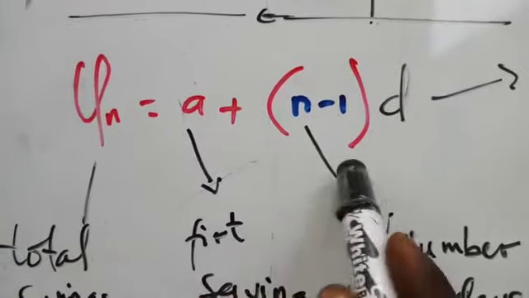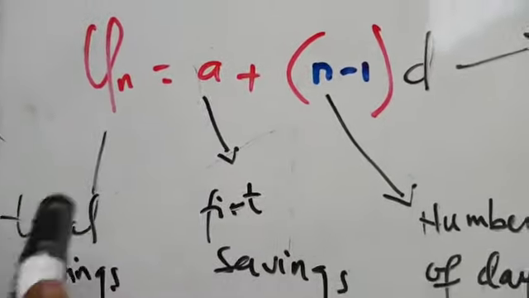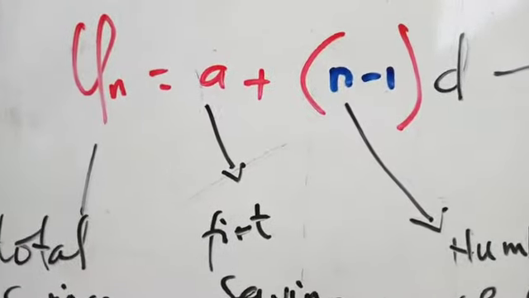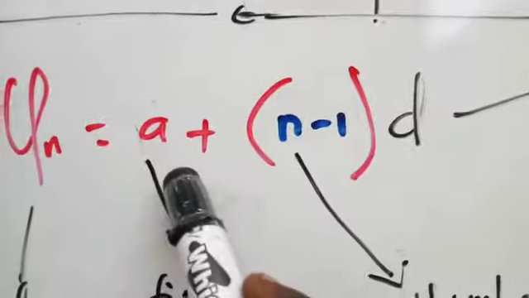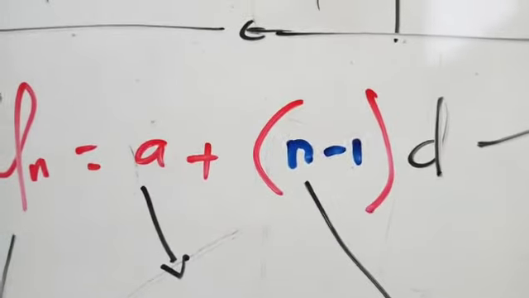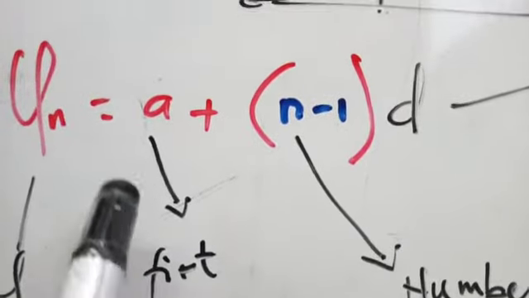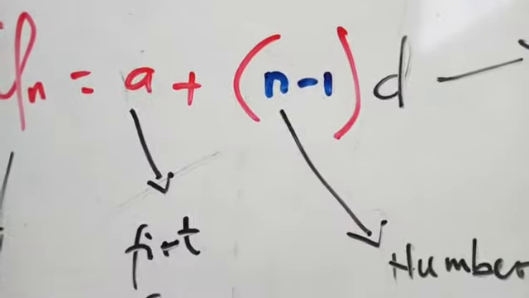So let's use this to demonstrate that. Assume this here is your total savings. How do you get your total savings here? Of course, you have to start with the first thing. The first time, you have to put something down and save some money. So this is your first savings here.